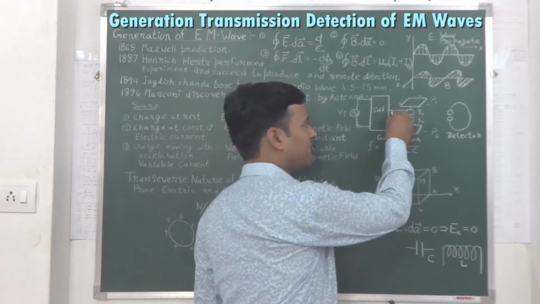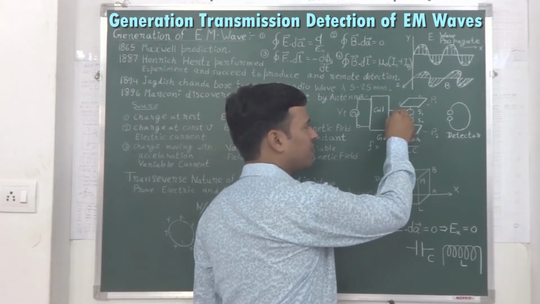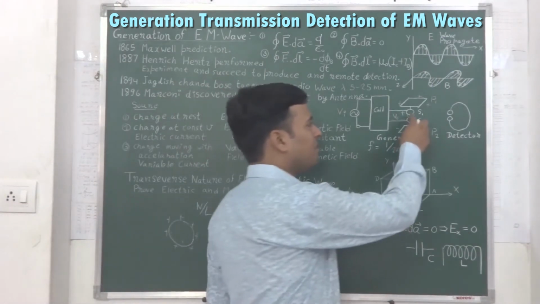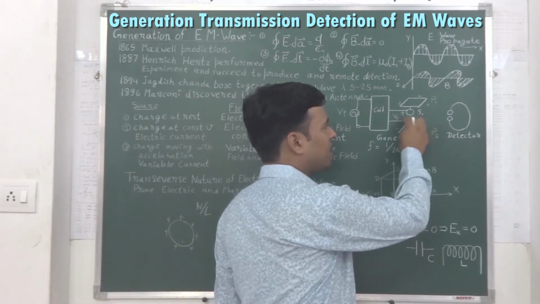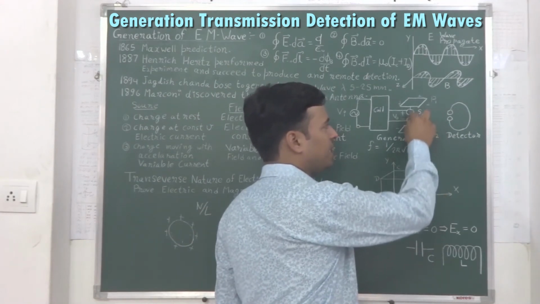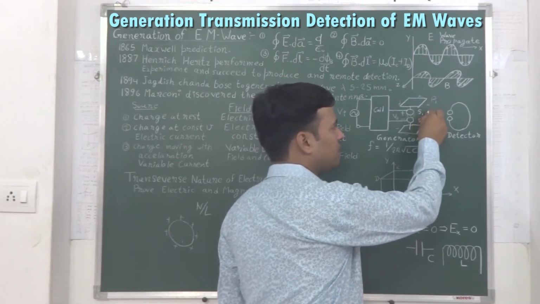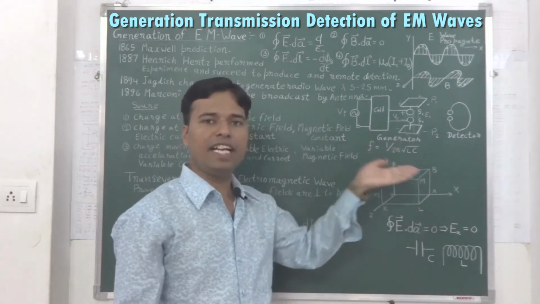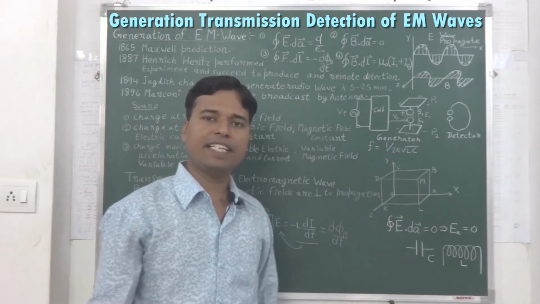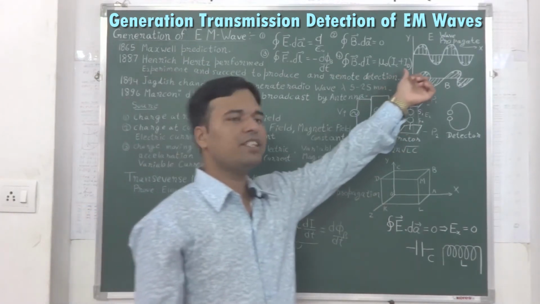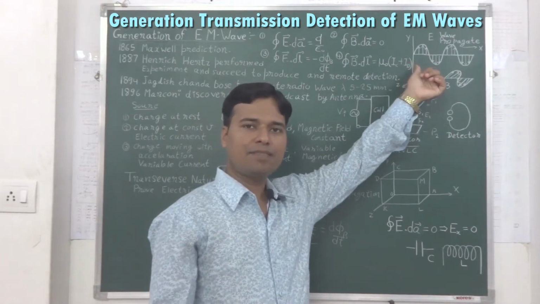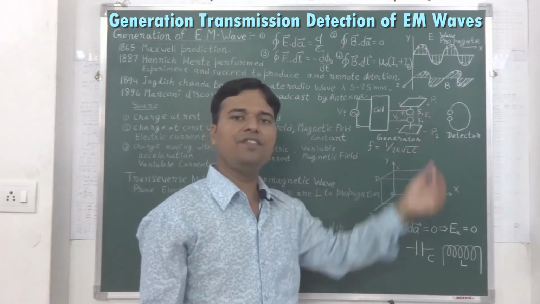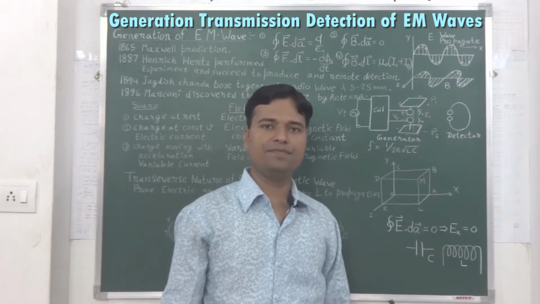Then output voltage or output current will also change with time. The similar variation could be seen in the electric field between these two spheres. So here electric field is generated. The variation of electric field will generate a magnetic field because according to the theory of displacement current, we know it very well. The time varying electric field will generate a magnetic field.